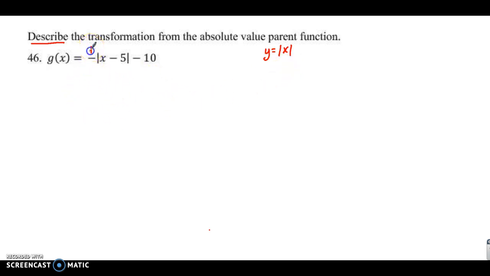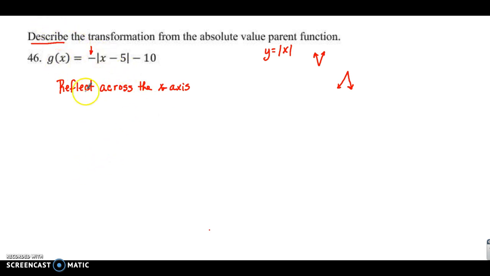Remember, anything that's in front will affect it vertically, and since it's a negative, it's going to give it a reflection across the x-axis. So instead of our graph pointing up like it normally does, it's going to be reflected over the x-axis, and it should be pointing down. Remember, you can plug that into your calculator and make sure that those are the things that happen to it.